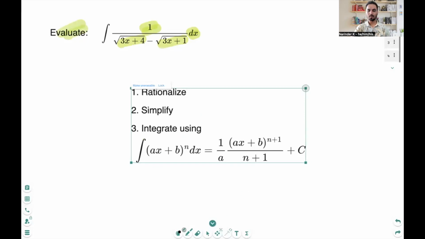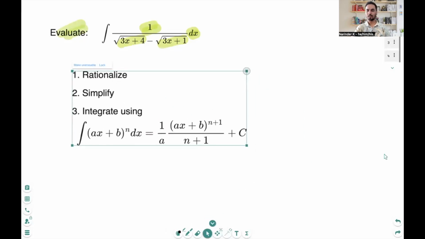Number 1, as we can see that we have square roots in the denominator and the numerator is constant, so we will rationalize the denominator and try to simplify this expression. The whole point is to get rid of the square roots in the denominator. Second, we'll simplify the expression further and see what happens.